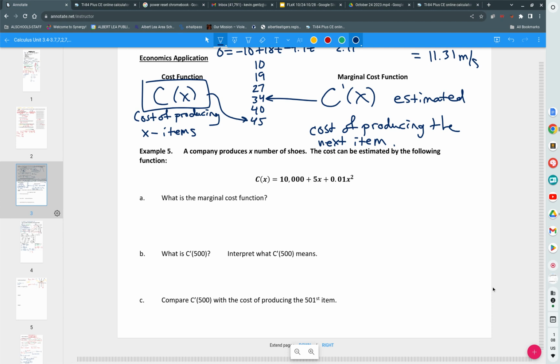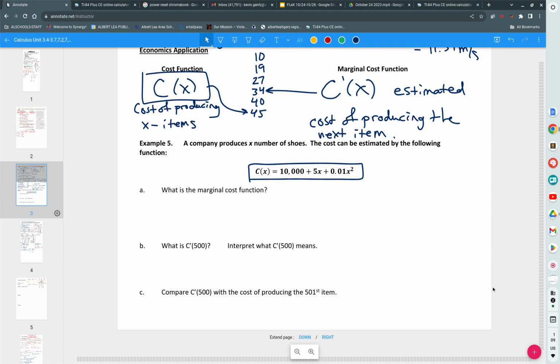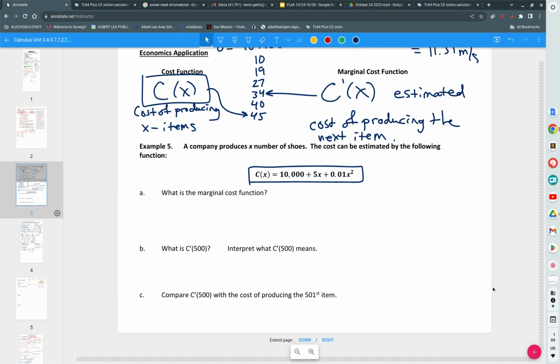Everybody see that? Okay, so let's apply it to a situation here. Company produces X number of shoes. We're making shoes. Cost can be estimated by the following function. This is our cost function. So you can see there's a $10,000 startup right away. They have all sorts of costs in terms of setting up the building and the equipment and the workers and everything else. It's plus 5x plus 0.01x squared. The first question is, what is the marginal cost function? What do we do to find the marginal cost function?